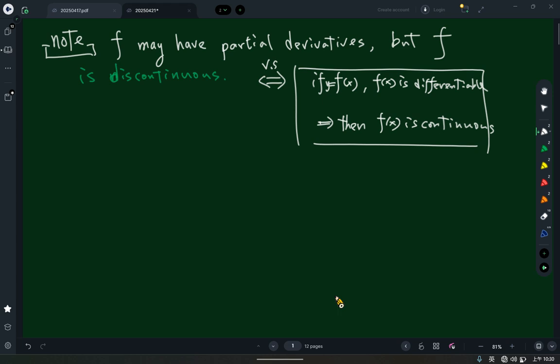But for a function with multiple variables, even though you have partial derivatives, that means you have partial f partial x, or partial f partial y, right? But f is discontinuous. I will show you one example, and then later on, I will tell you why it cannot imply f of x y is continuous. So let me just give you an example first.